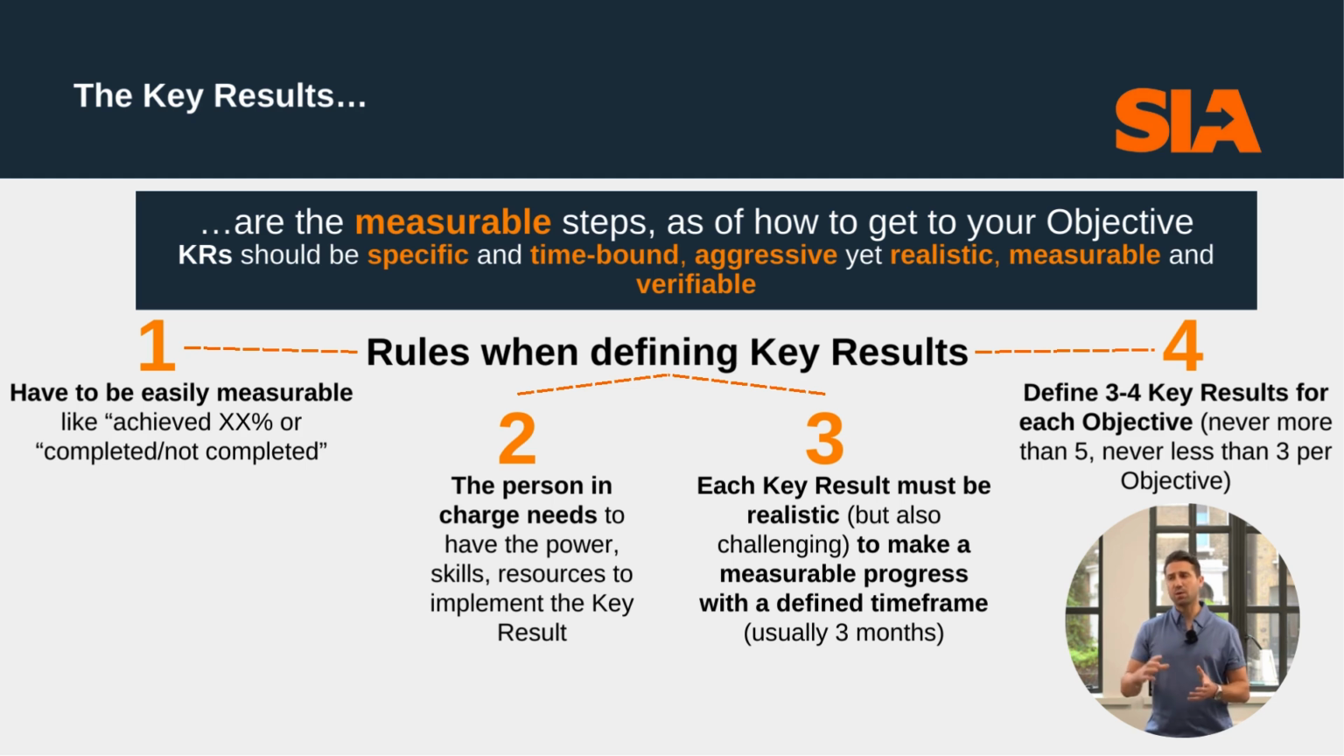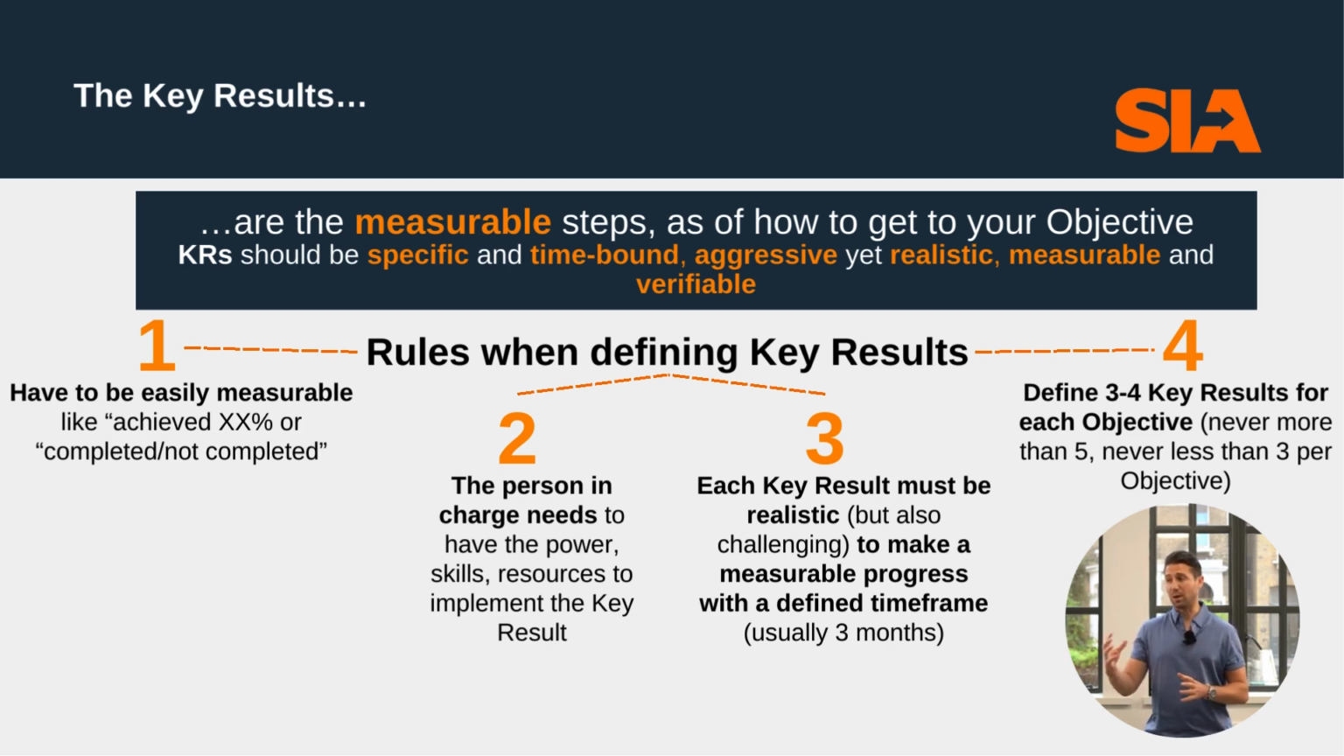And with this in mind, there are a few rules that we like to keep in mind when we define key results. Firstly, as I said, they have to be measurable. So we need to have a specific number attached to it. We need to achieve XX% of something, completed or not completed. The person in charge needs to have the power, the skills, and the resources to implement the key results. They need to be in charge of it. They need to have ownership and responsibility for it.